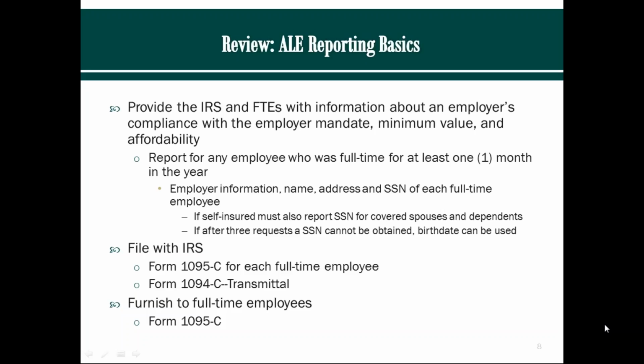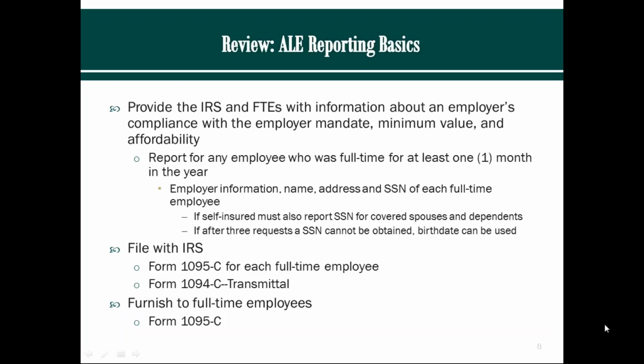You're going to be reporting, and again, you report on a monthly basis, although this filing is only done yearly. You report the employer general information: name, address, social security number, or EIN. And then for your full-time employees, as long as they were a full-time employee for at least 1 month in the year, you're going to be reporting their name, address, social security number. And then again, for a self-insured plan, any spouses or dependents that were covered.